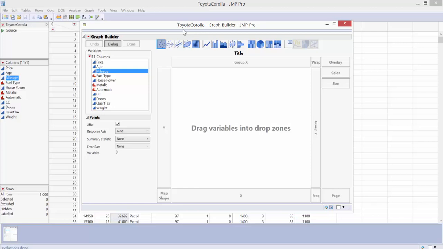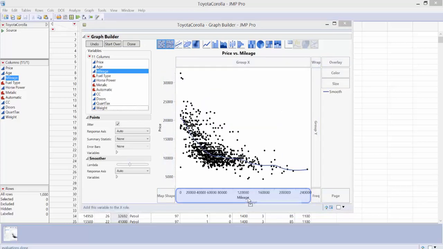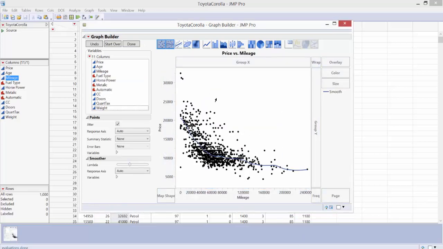Something that I'm trying to predict, right? What is that? Price. Cool. So I take the price and drag it into the y zone, and then I'm using only one x, one predictor, and that would be mileage. So I'm dragging it into the x zone.